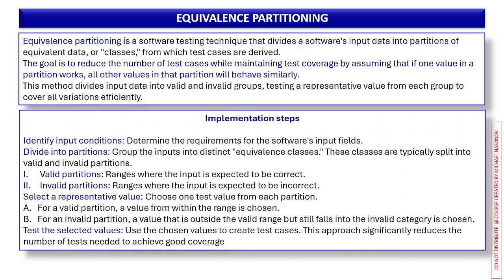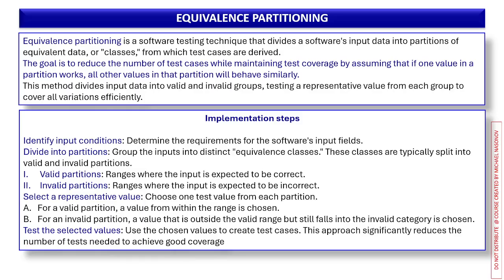Implementation steps. First of all, identify input conditions or determine the requirements for the software's input fields. Divide into partitions. Group the inputs into distinct equivalence classes. These classes are typically split into valid and invalid partitions. Valid partitions: ranges where the input is expected to be correct. Invalid partitions: ranges where the input is expected to be incorrect.